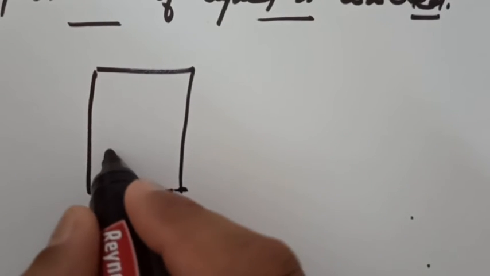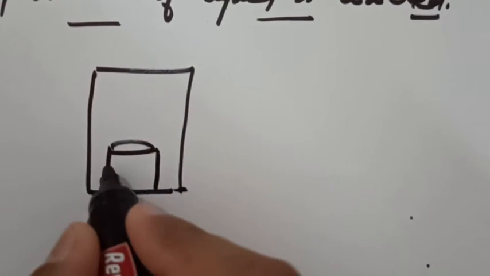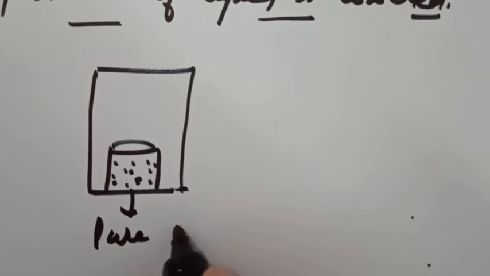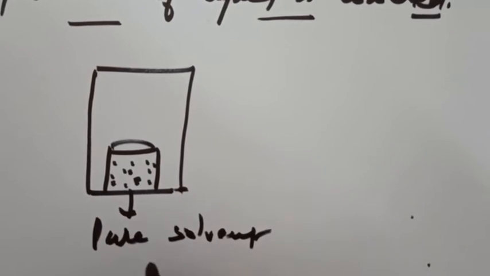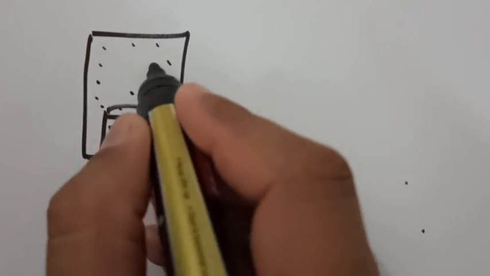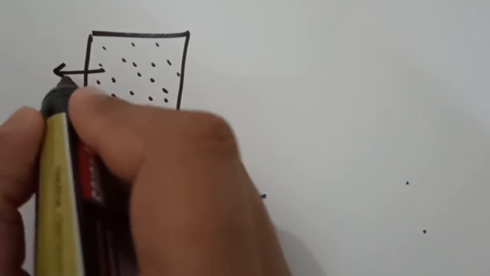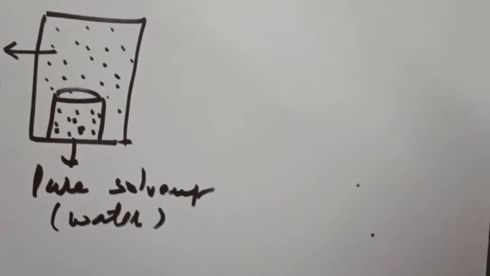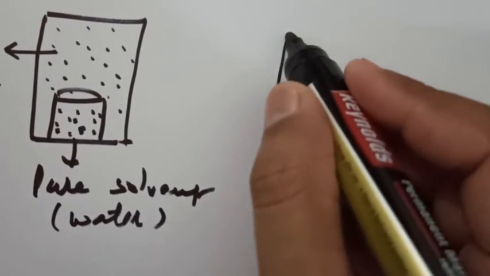Suppose we have a closed container in which, in a beaker, we have taken a pure solvent. That is, for example, only water is taken. Then the vapor pressure, here there will be a lot of vapors, so what will the vapor pressure be? It will be high. High vapor pressure. Understood?